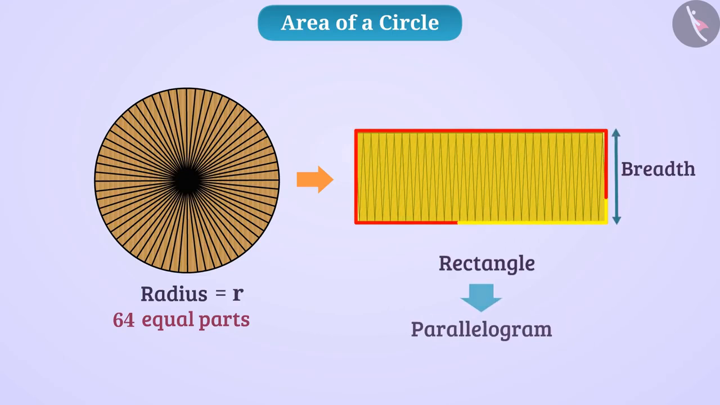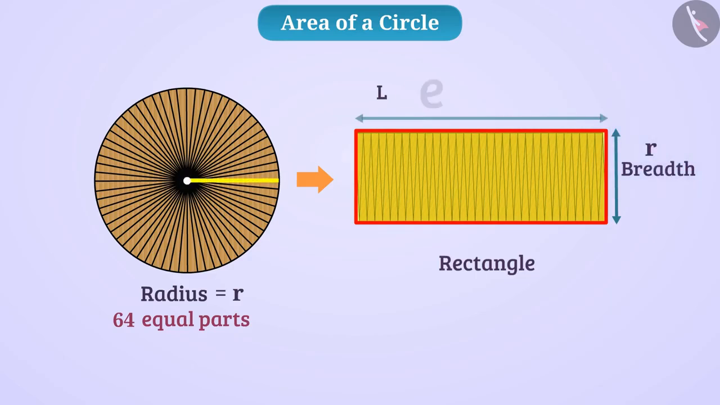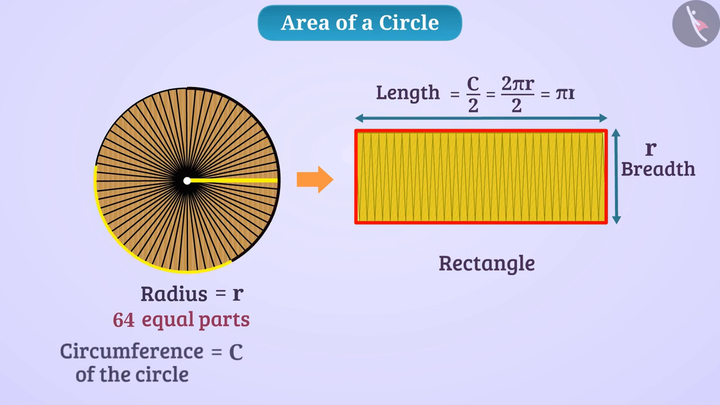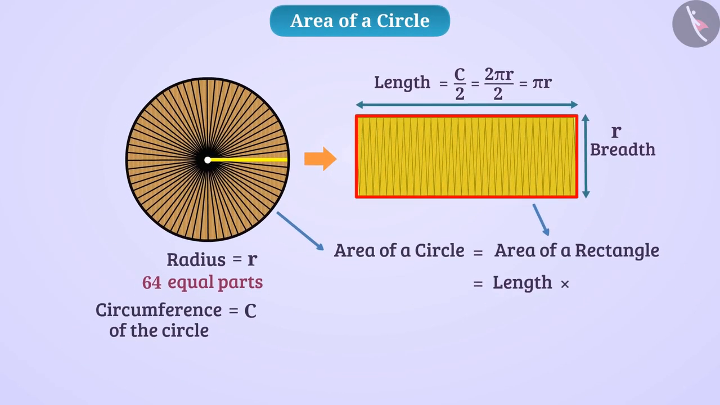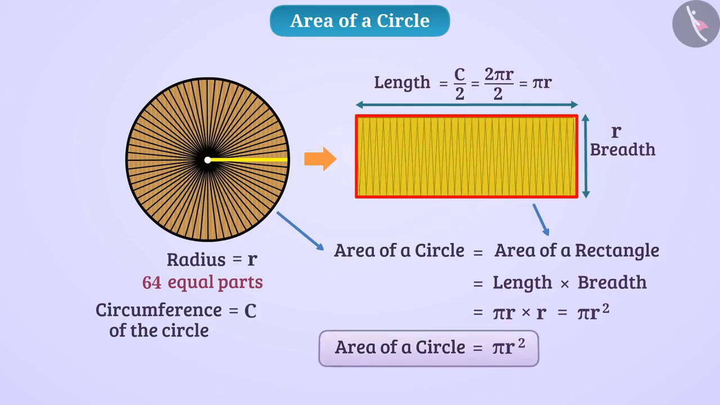The breadth of this rectangle will be equal to the radius r of the circle and the length will be half the circumference of the circle, that is, pi r. We can say that the area of the circle is equal to the area of the rectangle made. That means here area of circle is equal to length multiplied by breadth, which is equal to pi r multiplied by r, which is equal to pi r square. Area of circle is equal to pi r square. From this formula, we can find the area of any circle.